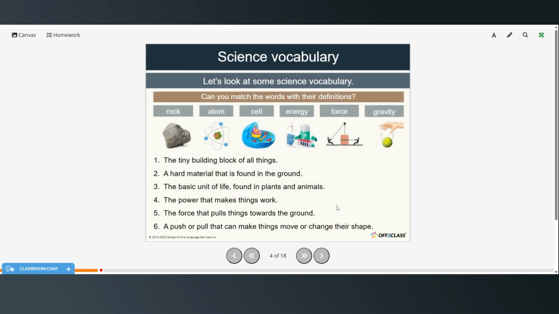All right, here are a few more. Go ahead and try these on your own, and then restart when you're ready to check your answers.